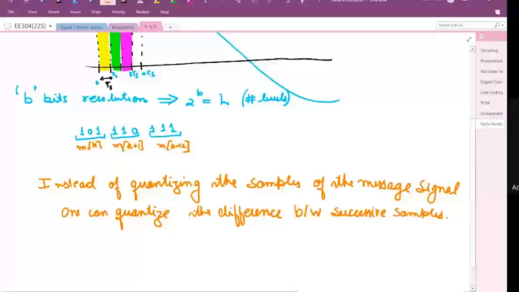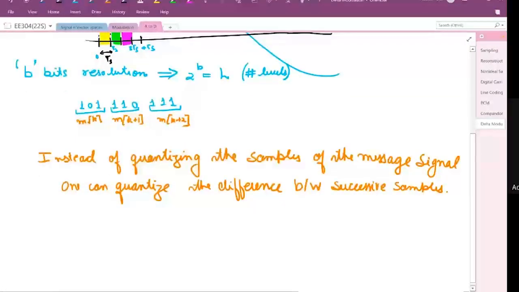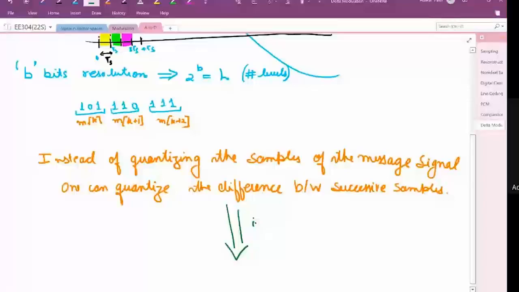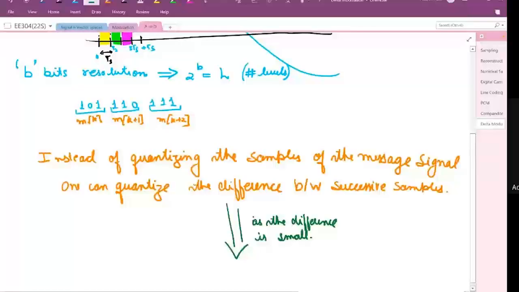Why? What is the motivation? The motivation is that the difference is smaller than the original amplitudes. If the difference is smaller, then even with a lesser number of levels, we can easily represent it with finer granularity. So we can have finer details, because the difference is small.